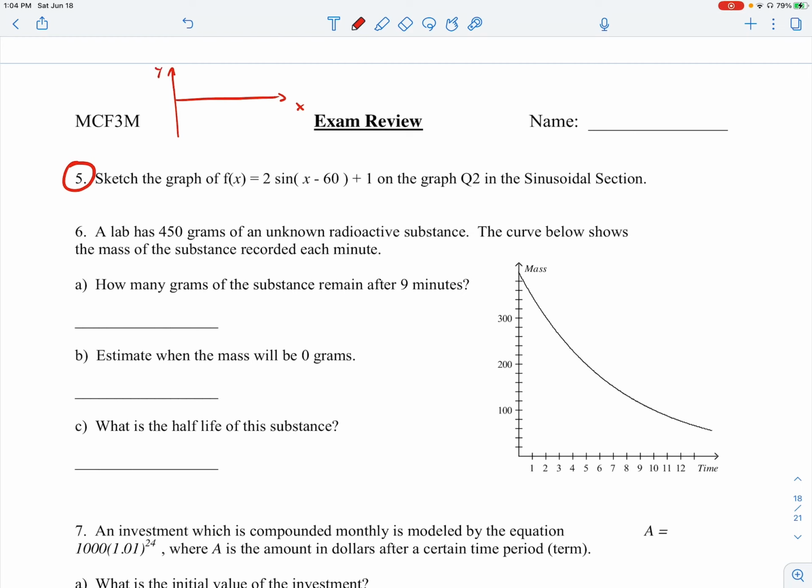Okay. So with these questions, remember this is the amplitude. Okay, this is the midline, which is basically our vertical shift. Okay, and this is the phase shift.